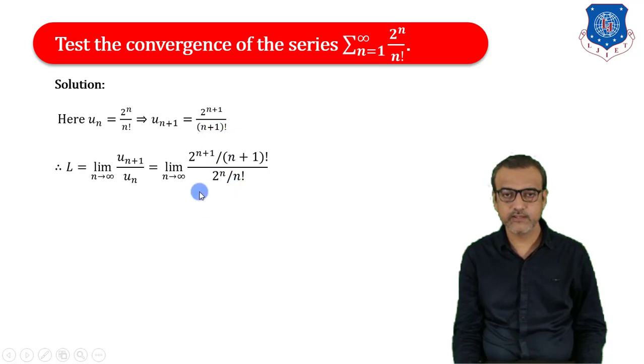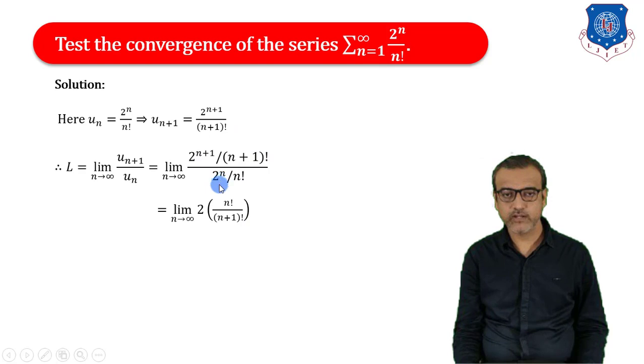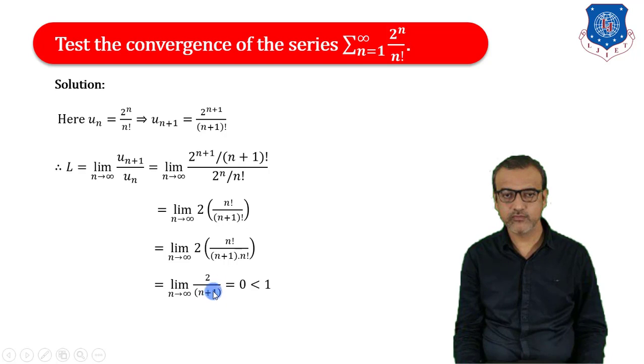Now we will simplify this result. So 2 raised to n one time will cancel out and we have 2 over here, and then 1 upon n plus 1 factorial divided by 1 upon n factorial becomes n factorial upon n plus 1 factorial. So limit n tends to infinity, this 2 stays as it is, writing n factorial as it is, and writing n plus 1 factorial as n plus 1 into n factorial, because 5 factorial is nothing but 5 into 4 factorial. Now n factorial and n factorial will cancel out, so we have limit n tends to infinity 2 upon n plus 1.